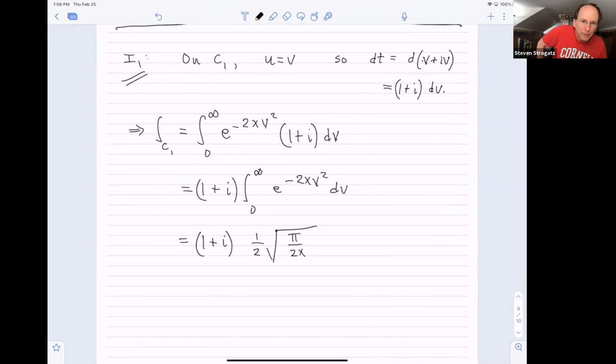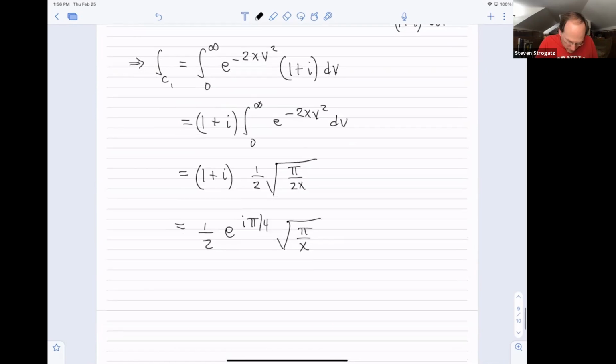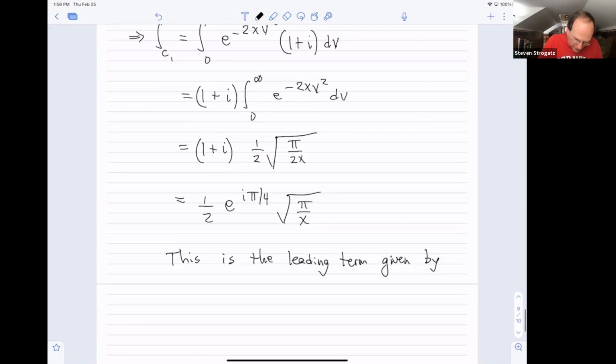Just skipping that step. And if you want, you can write that in complex notation with an e as 1/2 e to the i pi over 4 square root of pi over x, which might look familiar to you because that is the leading term that stationary phase gave us. This is the result from stationary phase. I wrote it down earlier, but you might have forgotten.